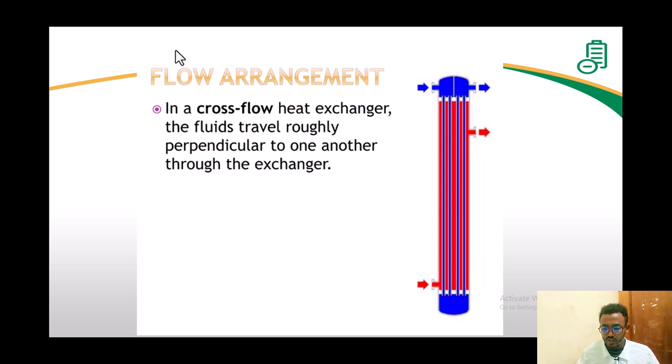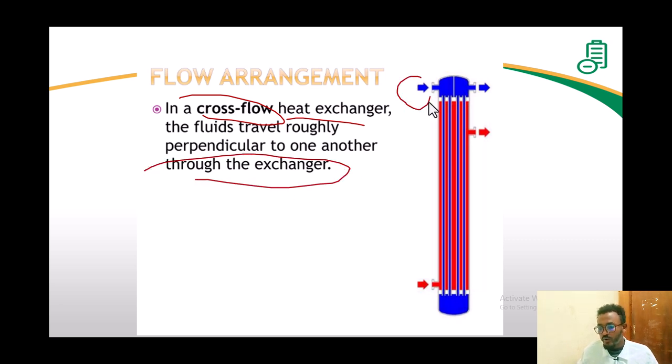And the other one is the cross flow heat exchanger. The first one was parallel, then counter flow, and the third one is the cross flow heat exchanger. The fluids travel roughly perpendicular to one another through the exchanger. As you can see here, this one is the cold fluid, and it goes like this, right? It comes like this, and at the end it will reach here at the output. But this one comes from here into here. So this one is flowing here, this one is flowing here. So they are kind of perpendicular. This we call the cross flow heat exchanger.